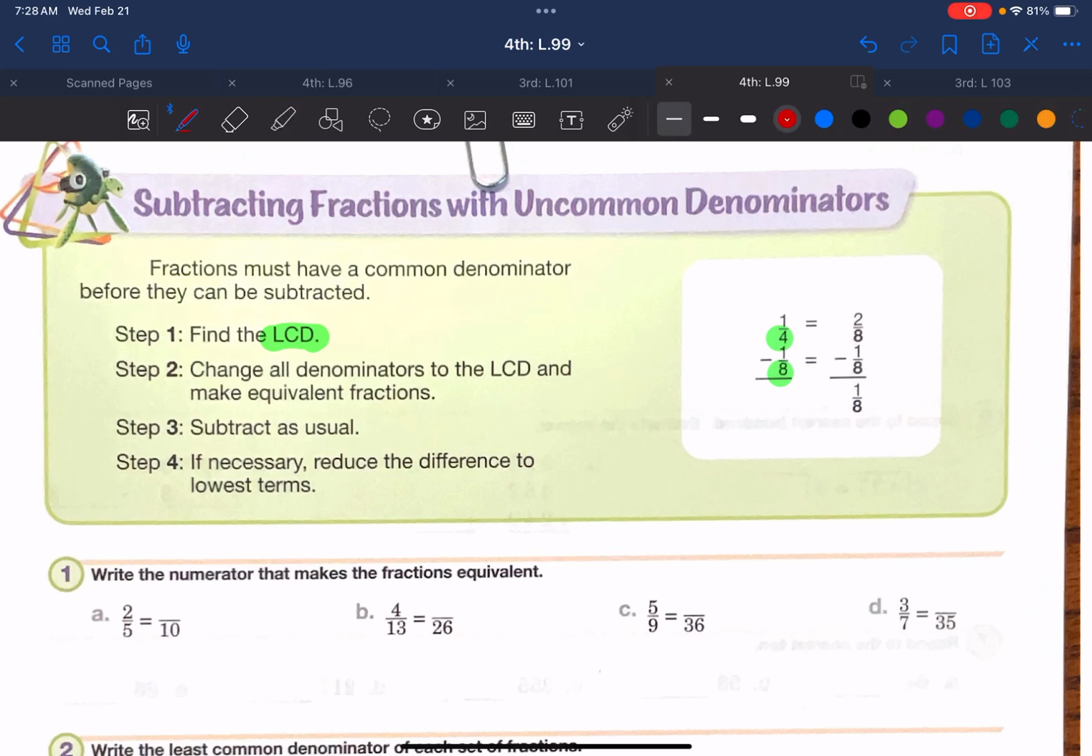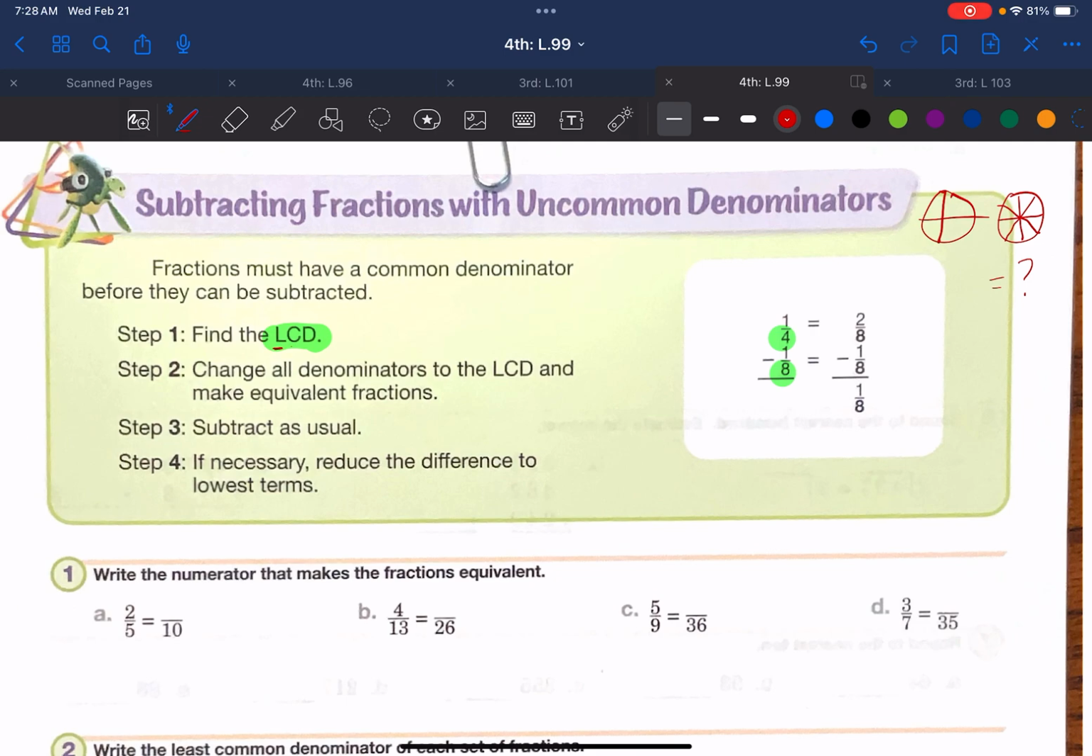So fractions must have a common denominator before they can be subtracted. Because if I were to draw two circles, and the first one be in fourths and this one be in eighths, how do I add or take away? What would my answer be? It doesn't work. So that's why we have to change them. So find the least common denominator, and to help you remember, least common denominator is the same thing as a least common multiple.